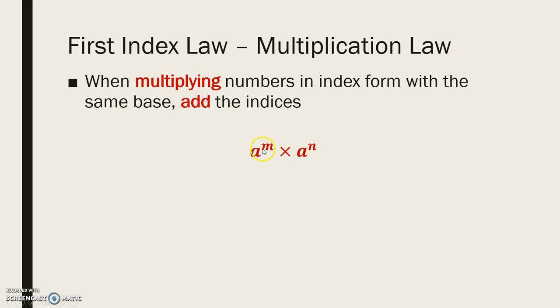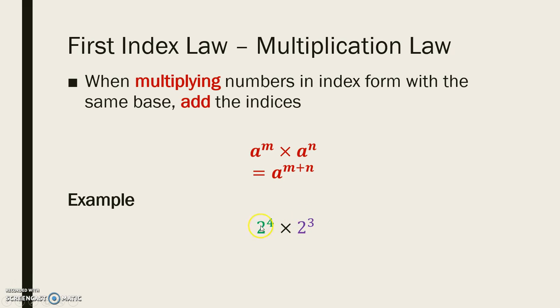A is our base, M is our index, A is our second number, and N is the second index. And we're multiplying them. So that means we use the first law. So when we do that, we add the indices. So when the bases are the same, you add the 2 indexes together. So here's an example. 2 to the 4 times 2 to the 3.